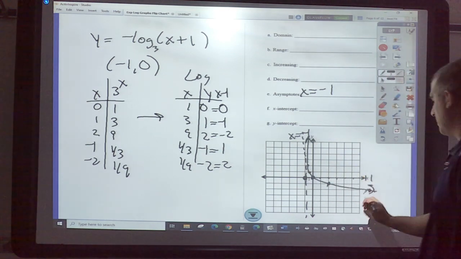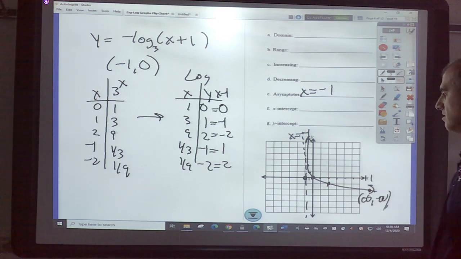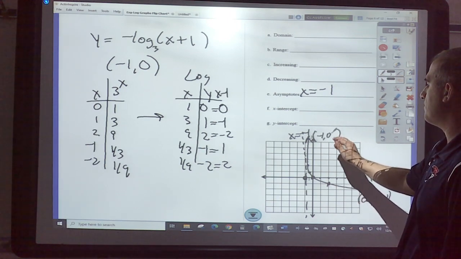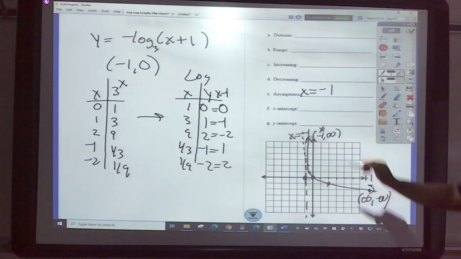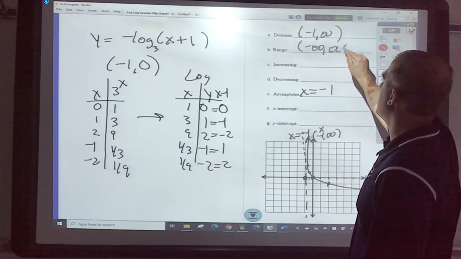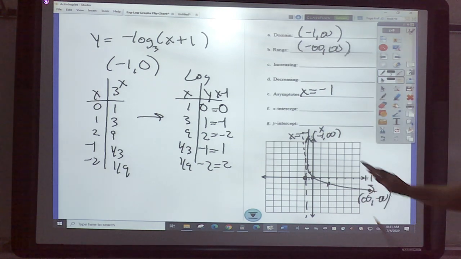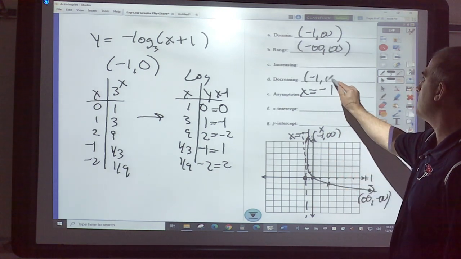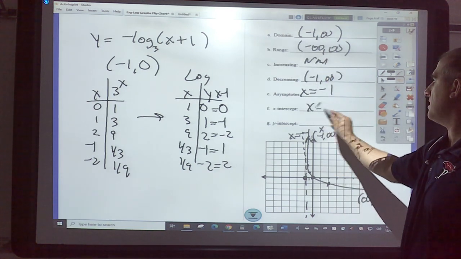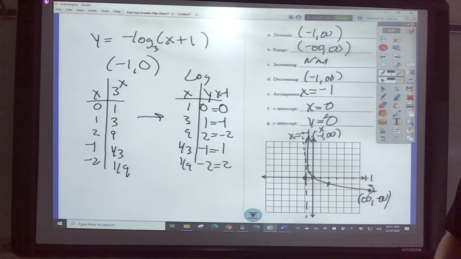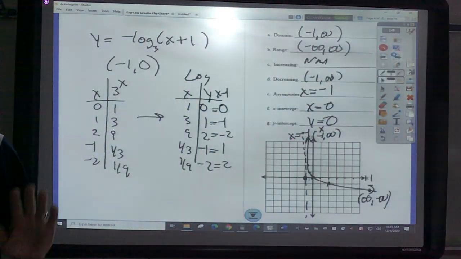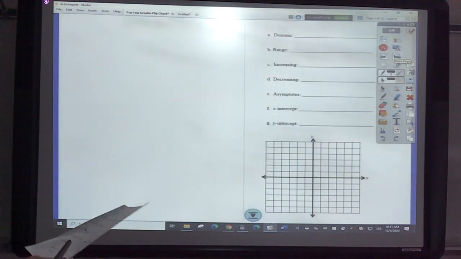This is going to be a positive infinity going down. This would be approaching -1 and up from the x. That's what I have. My domain, -1 to infinity. My range, -infinity to infinity. I'm decreasing the whole way from -1 to infinity, and I'm not increasing at all. My x-intercept is easy, it's at 0, and it's the same as the y-intercept. All right, let's move on to the last thing I would like to talk about today.